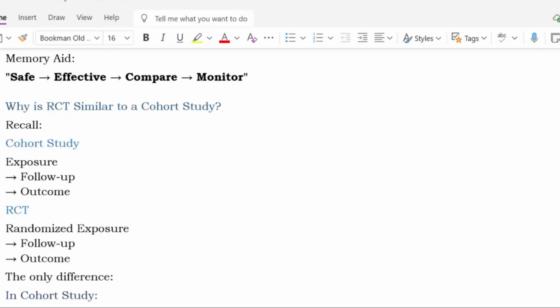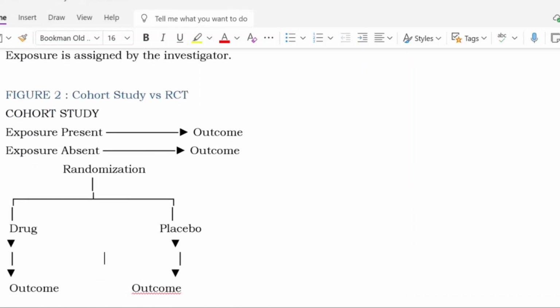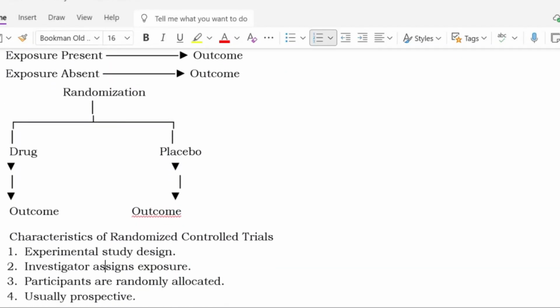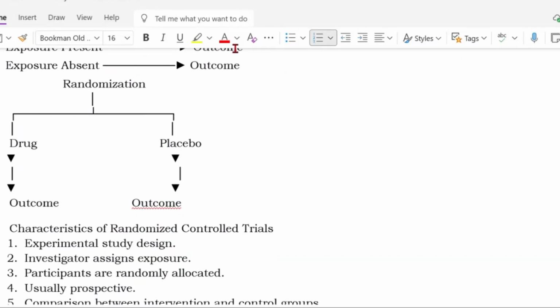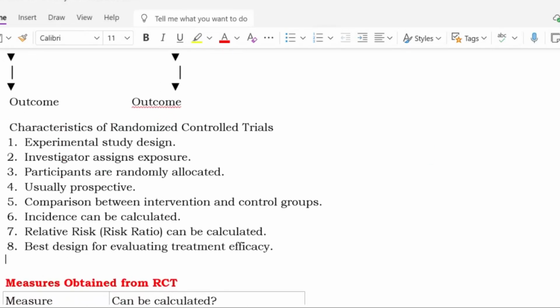So why is RCT similar to cohort study? In cohort study, there is an exposure and the cases are followed up for the outcome. Same thing what we do here. The only difference is that here the exposure is assigned by the researcher, then the cases are followed up for the outcome. In the cohort study, exposure is happening naturally, while in RCT, exposure is assigned by the investigator. The same thing is shown in a diagram. There is randomization of the participants to either the drug or the control group, and we look for the outcome. So what are the characteristics of the randomized control trial? It is an experimental study design.